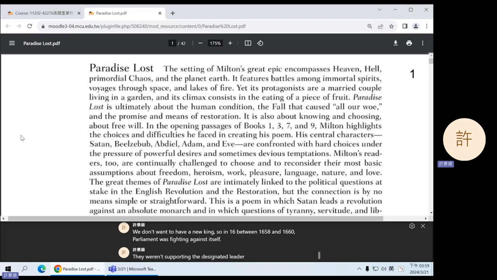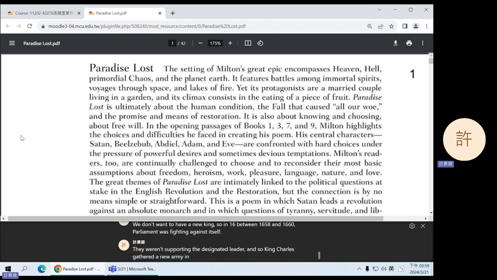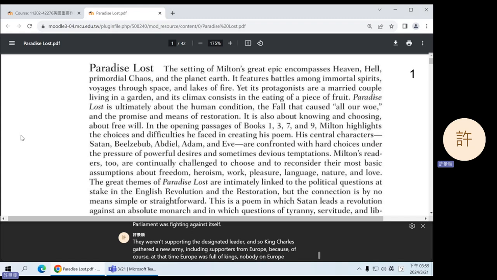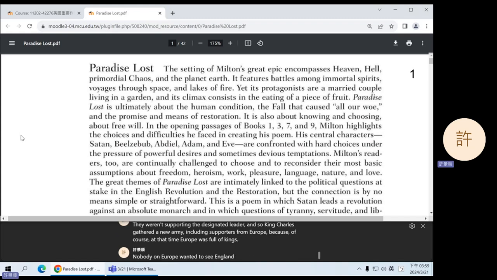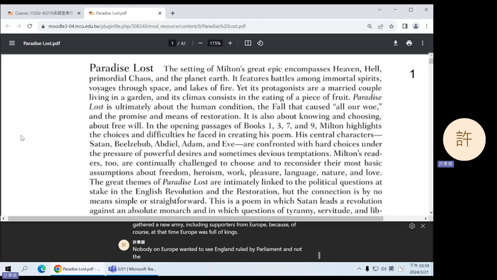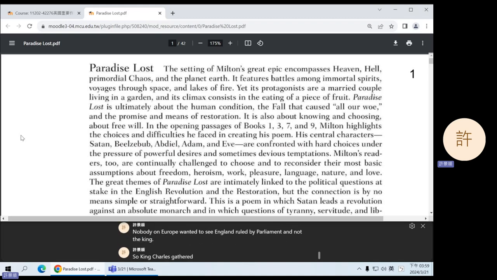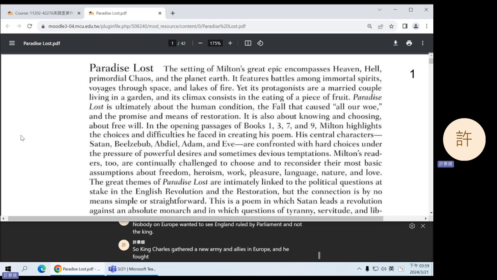And so King Charles gathered a new army, including supporters from Europe. Because, of course, at that time, Europe was full of kings. Nobody in Europe wanted to see England ruled by Parliament and not the king. So King Charles gathered a new army and allies in Europe, and he fought back and defeated the parliamentary army and won the war in 1660.